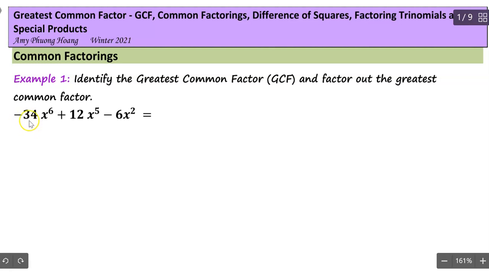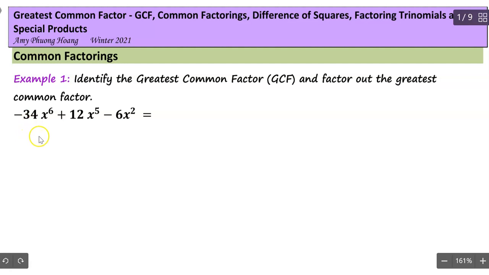So negative 34, positive 12, and negative 6, you need to find a number that divides evenly into each of these numbers, and that number has to be the greatest. Notice that negative 34, positive 12, and negative 6 are even numbers. So the number 2 would be the one. 2 divides into negative 6 evenly. 2 divides evenly into 12. 2 also divides evenly into negative 34.